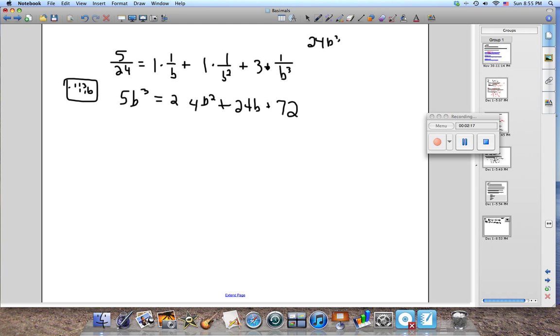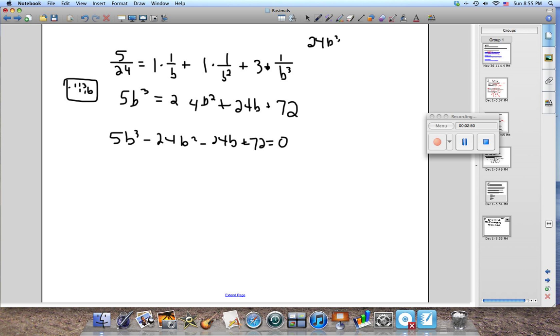Combine similar terms onto the one side of the equal sign. We get 5b cubed minus 24b squared minus 24b plus 72 equals 0. Sorry, minus 72 equals 0. So there has to be an integer solution to this. B has got to be a positive integer. This is the base now. It's got to be something.